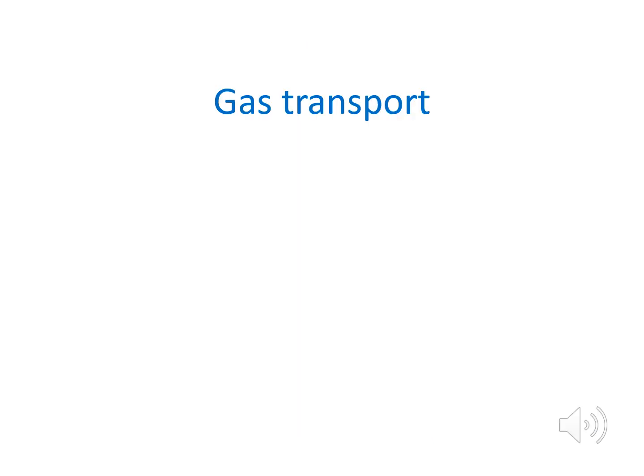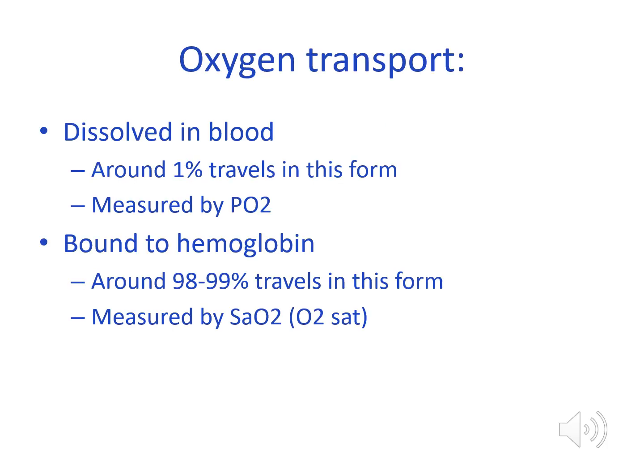Okay, now that we've got the air in and out of our lungs and we've got the oxygen from our lungs into our blood, now we need to talk about how that oxygen is going to get to the tissues. And we need to talk about how carbon dioxide gets from the tissues back to the lungs so it can be exhaled. That gas transport occurs through the blood. Let's talk about oxygen transport first.